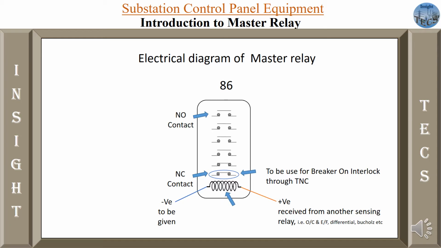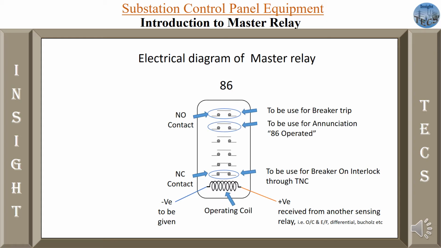Okay, so that kind of interlock can be provided using this NC contact. Then there are NO contacts. One of the NO contacts can be used for sending the breaker trip command. The other NO contact is used in the annunciator to indicate that the 86 master relay is operated. That kind of indication will be available through the annunciator, for which we can use one of these NO contacts. The rest of the NO contacts can be used as per the requirement of your protection scheme.